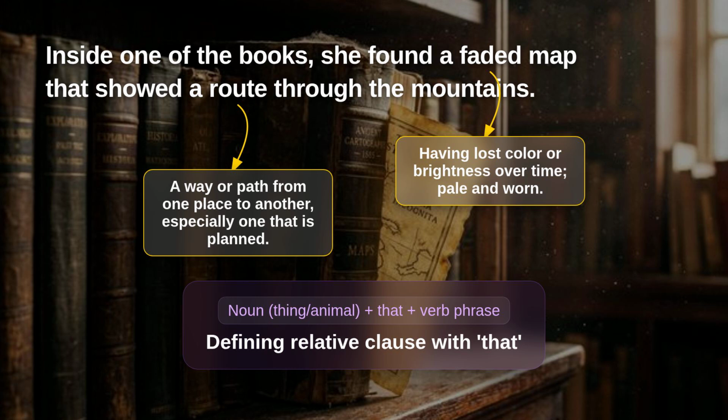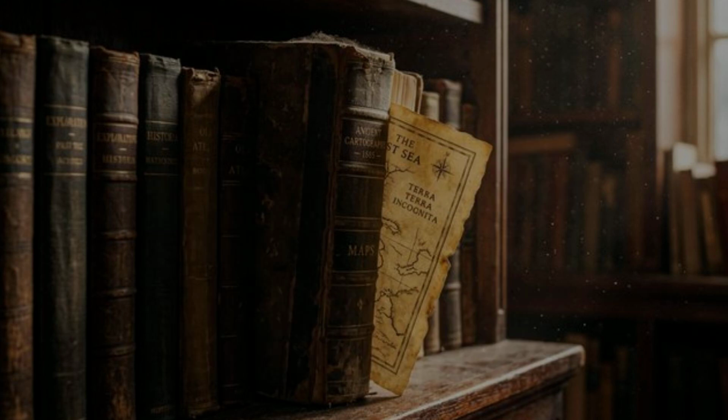So remember, who for people, that for things. Both create defining relative clauses. Can you make your own example? How about, I read a book that changed my life. Perfect structure. Wonderful. Lena has found a mysterious map. But who does it belong to? Let's read on.